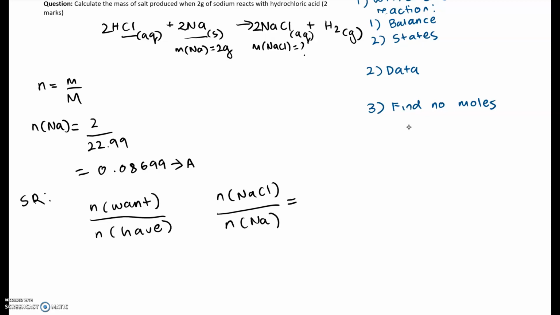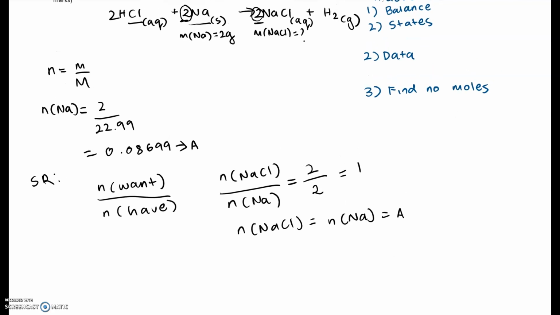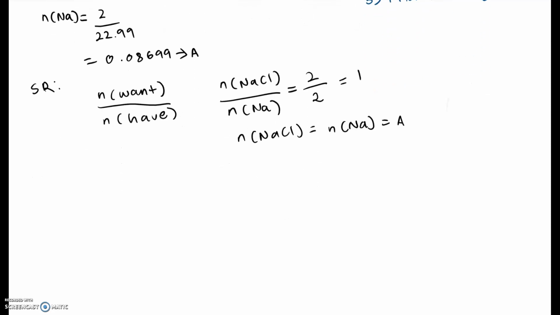And I know that the numbers in front of both of them are 2 and 2. So right in front of sodium chloride, I'm going to put the number in front of it, which was a 2. And right in front of sodium, its stoichiometric ratio is also 2. So that simplifies to 1. So that simply tells me the number of moles of sodium chloride is equal to the number of moles of sodium, which is equal to A.